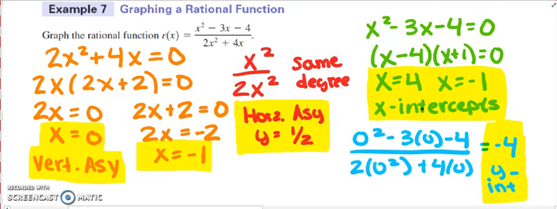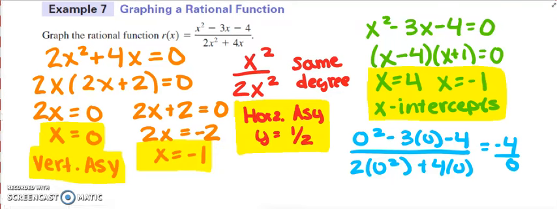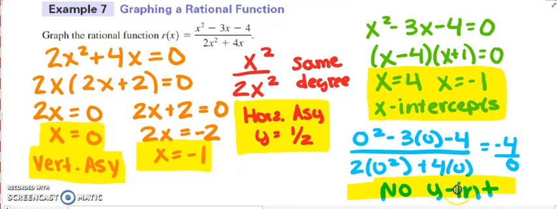I want you to pause, graph these 4 things, and then connect to find your rational graph. Okay, I just saw a mistake, I'm sorry. Hopefully you caught this when you worked it on your own. I typed this in, I got negative 4 over 0. And negative 4 over 0 is undefined, and so the answer here is that there's no y-intercept. I apologize for just catching that. Like I said, hopefully you did. Now graph these and connect it.